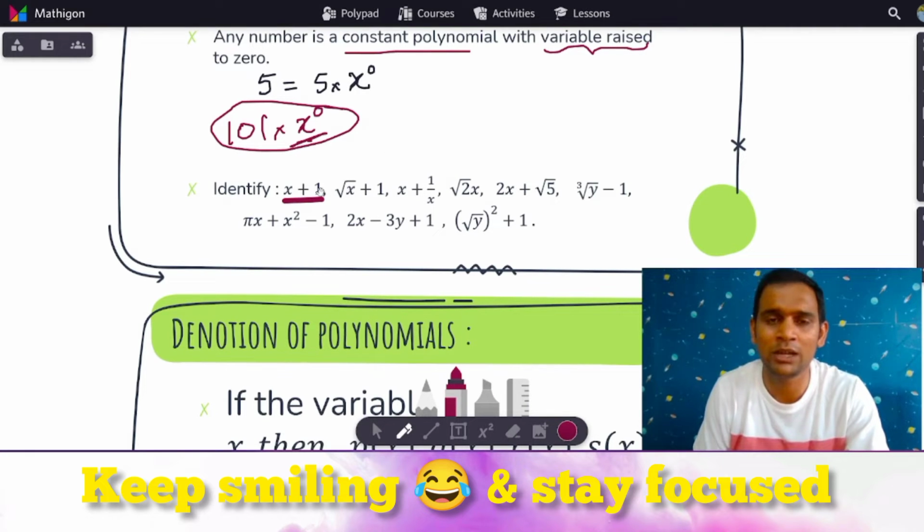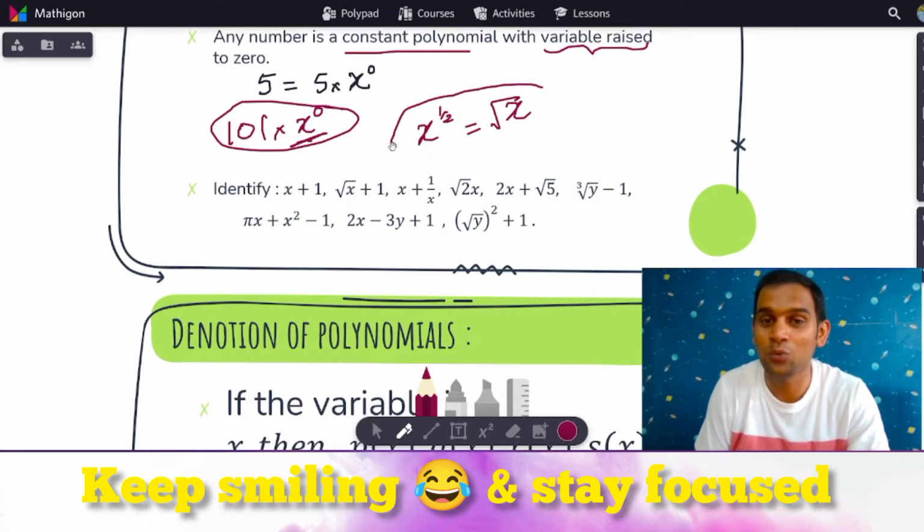So over here, x plus 1: obviously x to the power 1, and 1 is x to the power 0. There are only whole numbers in the power, and obviously there are two different terms. So this is a polynomial. Root x plus 1. What is the meaning of root x? Root x means x to the power 1 by 2. Is 1 by 2 a whole number? No, right? So this cannot be a polynomial.